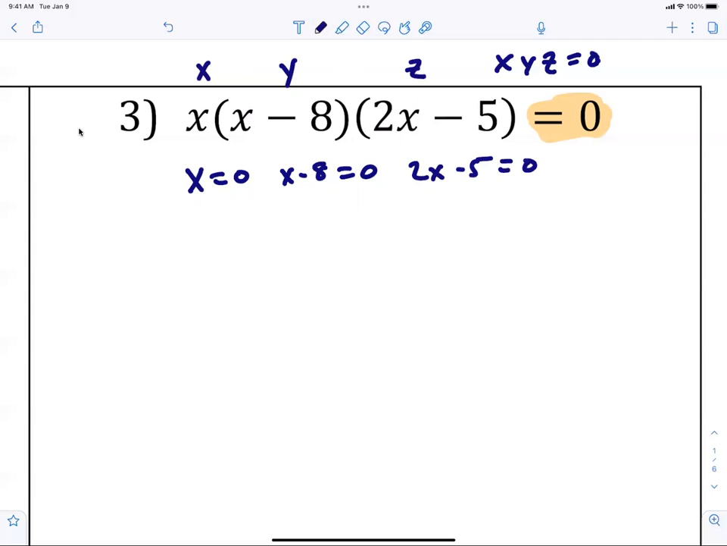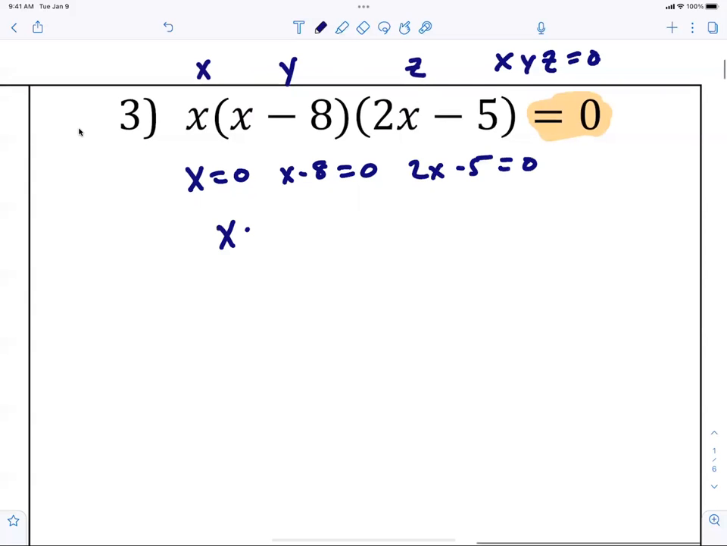At some point, you're not even going to have to do that. But right now, we're just getting started. So everybody's going to do that. And then you're allowed to just write x equals 0, 8, or 5/2. All right. Now, technically, there's supposed to be a what in here?